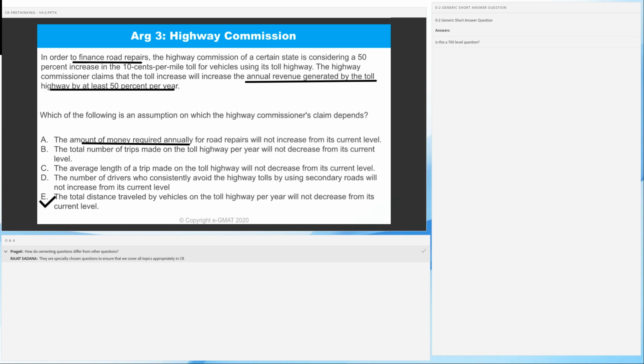This is a 700 level question. Yeah, 47% of you got it right. That makes it a 700 level question. Now, coming back to option A, do we care about the amount of money required? No, that's not what the commissioner is claiming. The commissioner is claiming I'm going to increase the revenue by 50%.